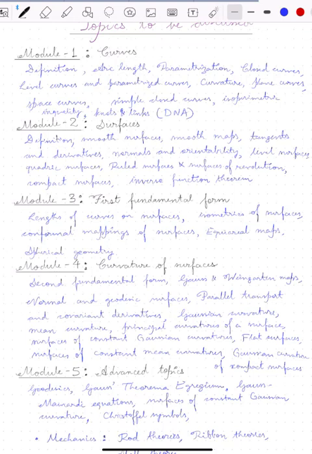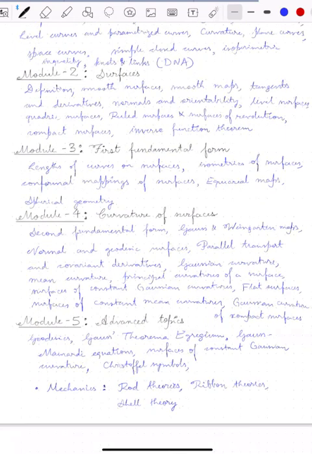So today we'll start with the first fundamental form, and we'll talk about the lengths of curves and surfaces, isometries of surfaces, the conformal mappings of surfaces, and what we call equiareal maps, those maps which preserve area between two surfaces, right? Then we'll briefly mention spherical geometry. So that is the goal for today's lecture, lecture number 8.